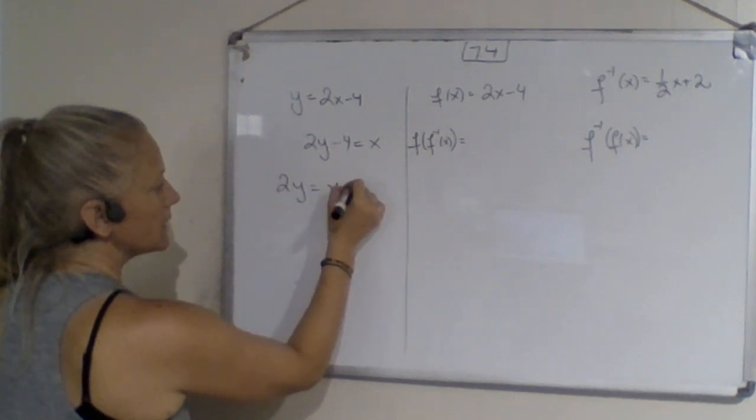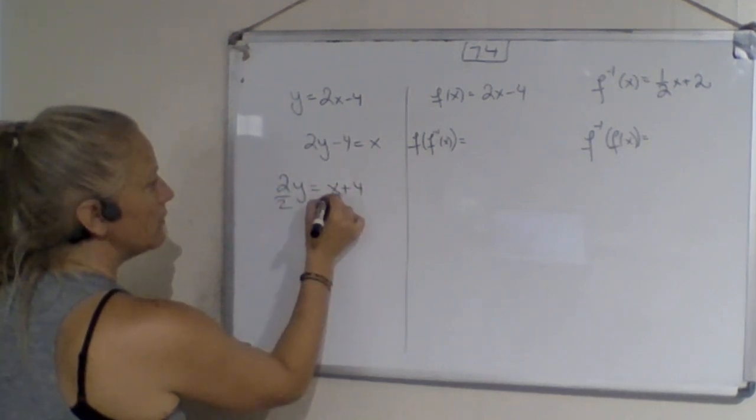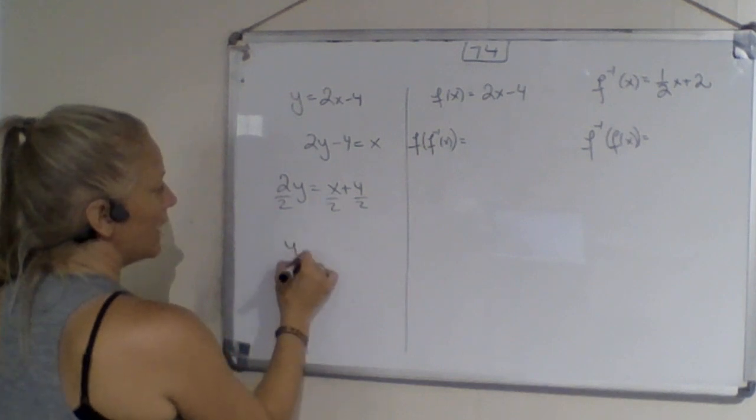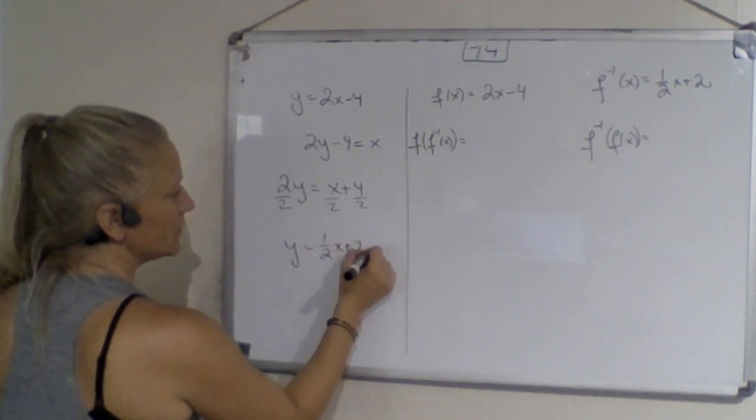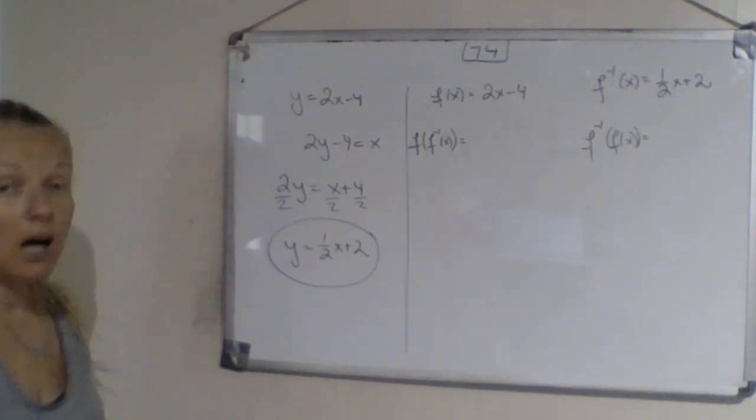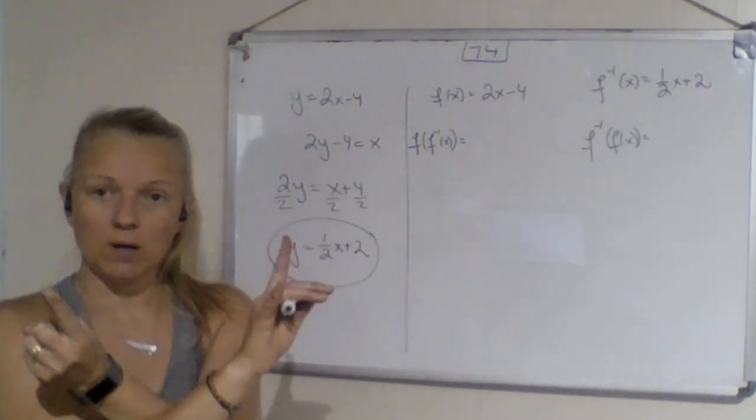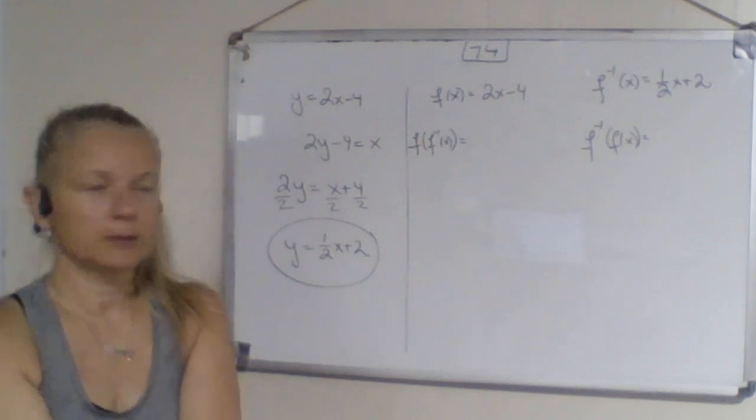2y equals x plus 4. I need to divide these 2 out. Y equals 1 over 2x plus 2. And this is my inverse. How do we find the inverse? We switch x and y and then solve for y.